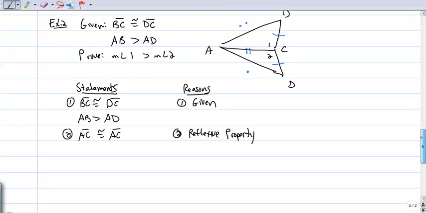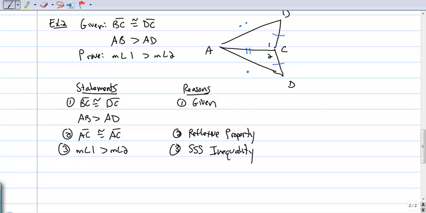Now, I have that information about 2 sides. BC is congruent to DC, and AC is congruent to itself. We know in the third side that the measure of AB is greater than the measure of AD. Therefore, I'm going to say that the measure of angle 1 is greater than the measure of angle 2 by the side-side-side inequality theorem.